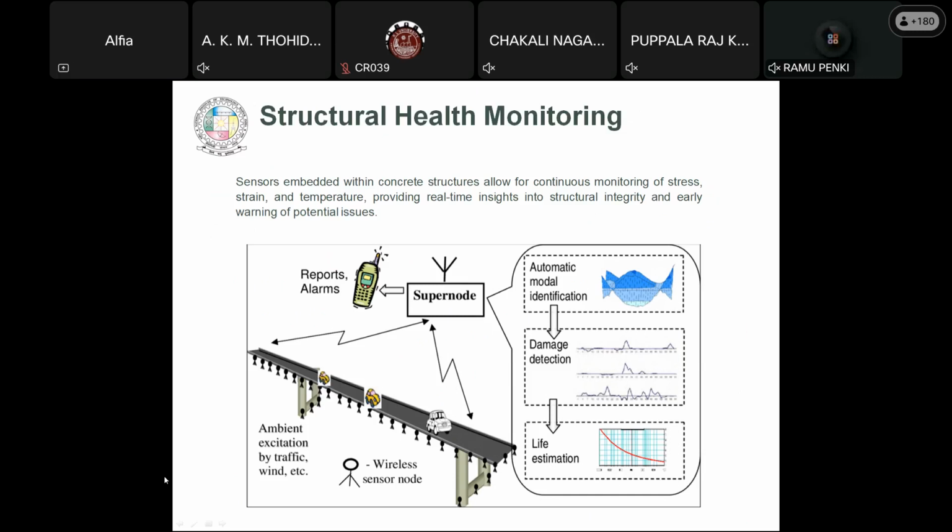And if there's any early warning of a potential issue, we rectify that at the early stage itself, leading to a prolonged life of the structure, which again leads to sustainable practice, reducing the carbon emission for new construction. Regular monitoring of the structure will help in a longer lifespan, as the required maintenance at the potential area is done from time to time.